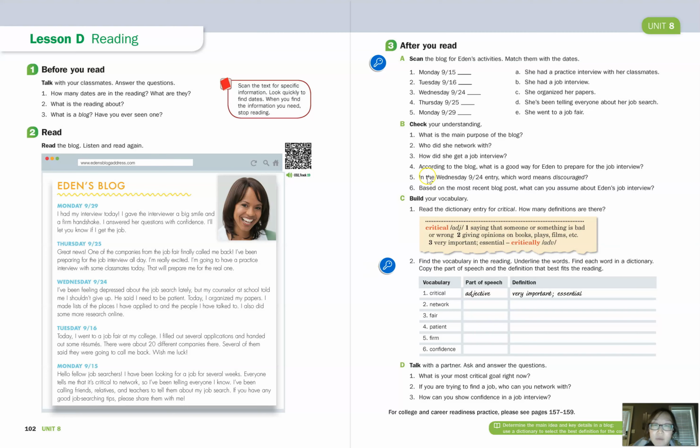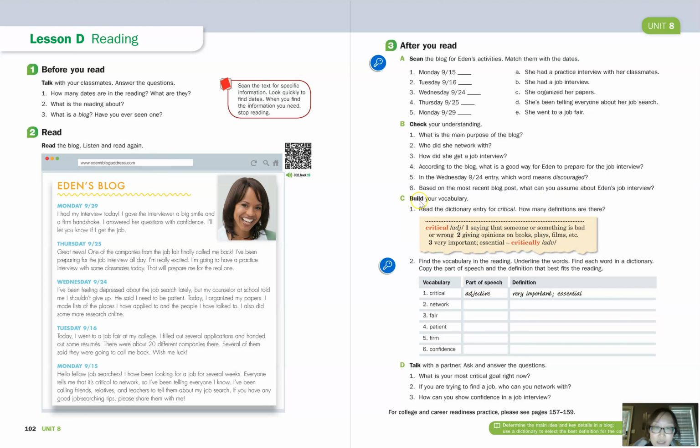Okay, number 5. In the Wednesday, September 24th entry, which word means discouraged? Okay, so if we look there, you can see that she says, I've been feeling depressed. So we can say, in the Wednesday, September 24th entry, depressed means discouraged.